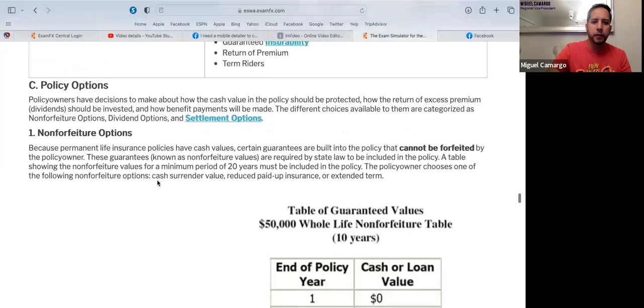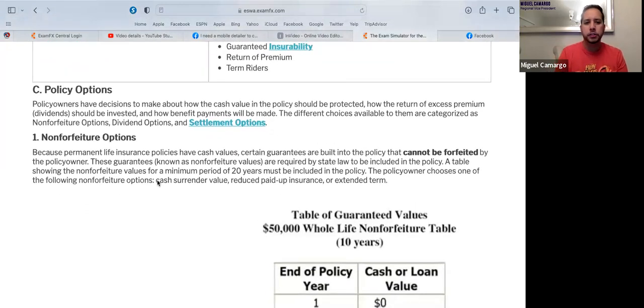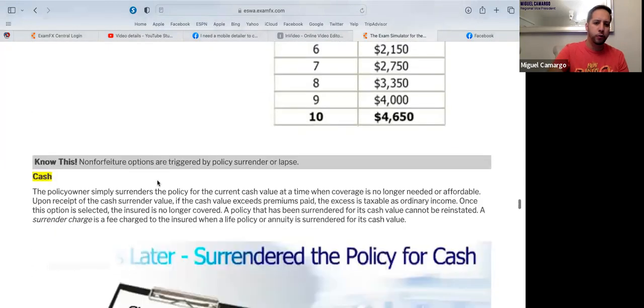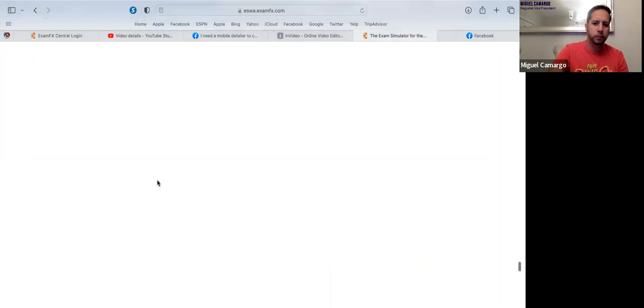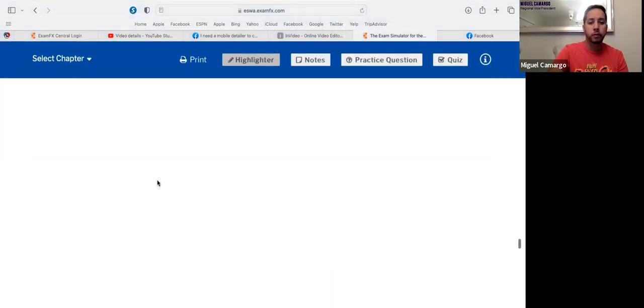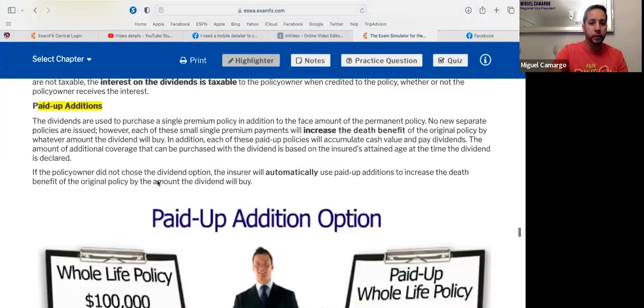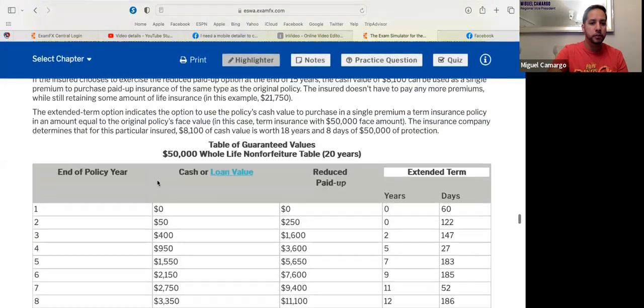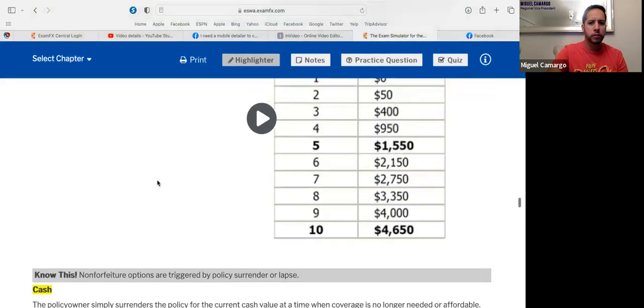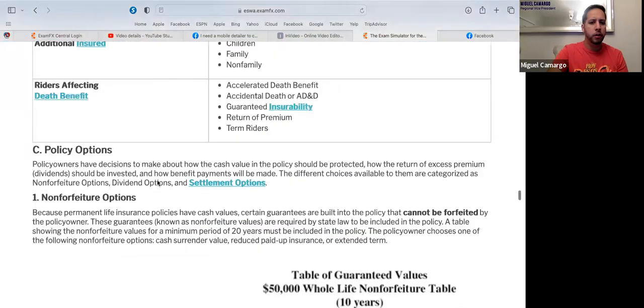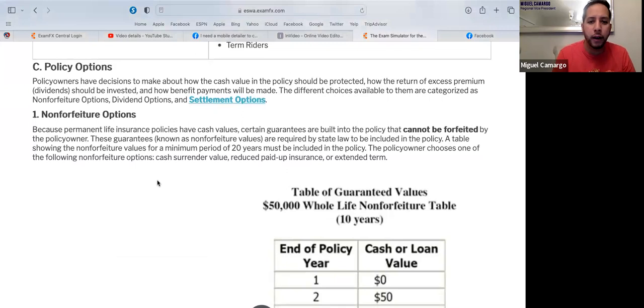Okay, this is another one. Policy options. We only have a couple things we need to talk about with policy options. You're gonna write down non-forfeiture options. This word right here, non-forfeiture options. And what you're going to write next to that is whole life cash value.